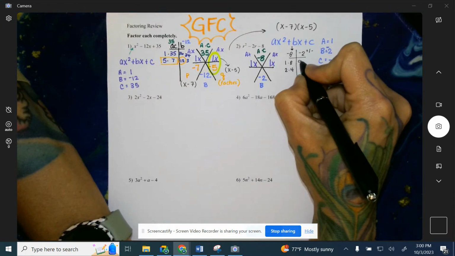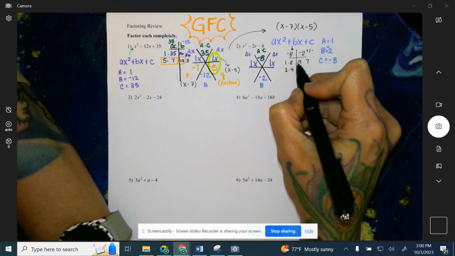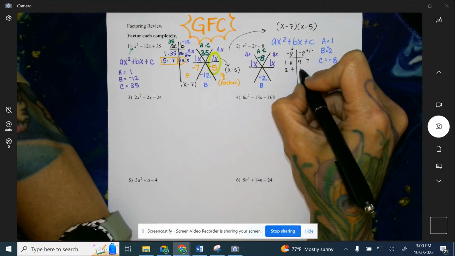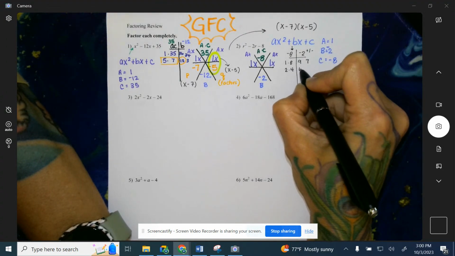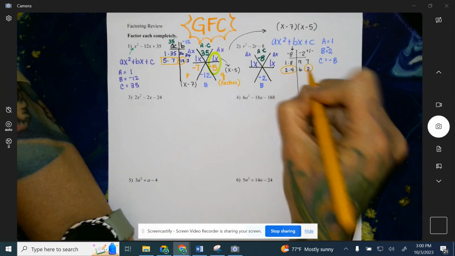1 plus 8 is 9. 8 minus 1 is 7. So we found their additions. Their sum would be 9. Their difference would be 7. Neither of those is what we're looking for. If I add these, I end up with 6. If I subtract them, I end up with 2. So now we have our pair because of that 2.